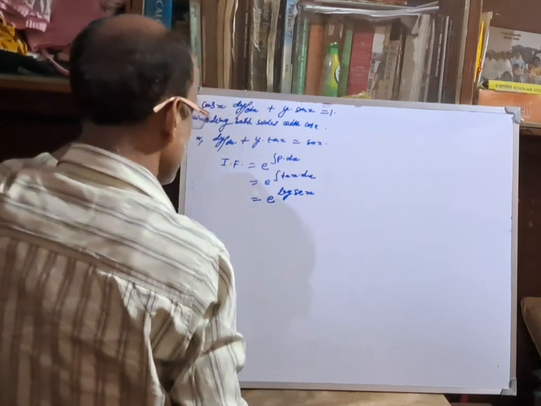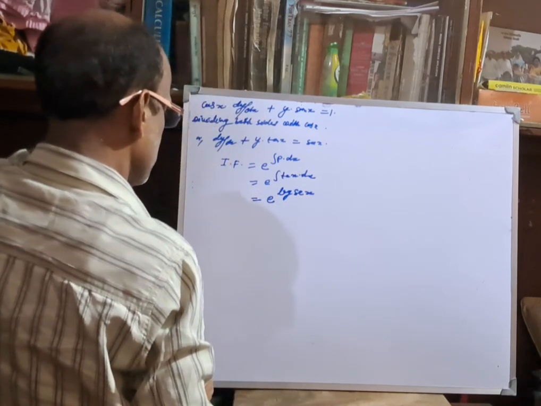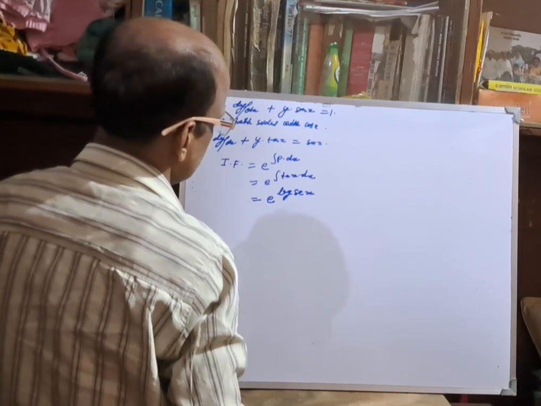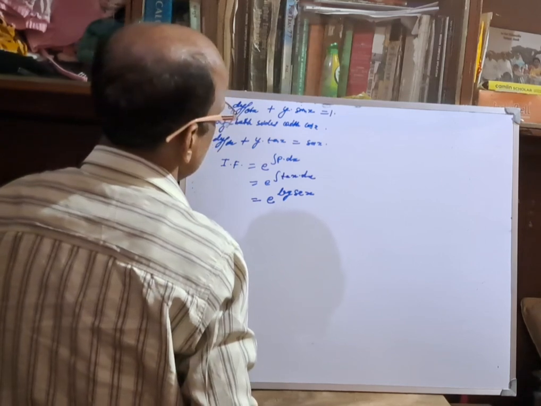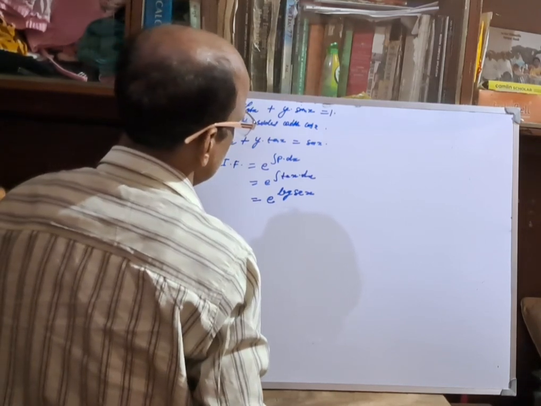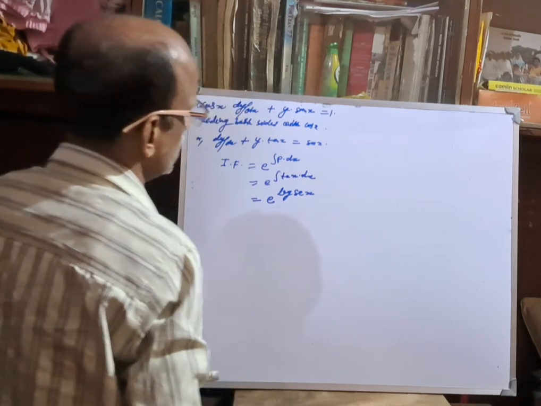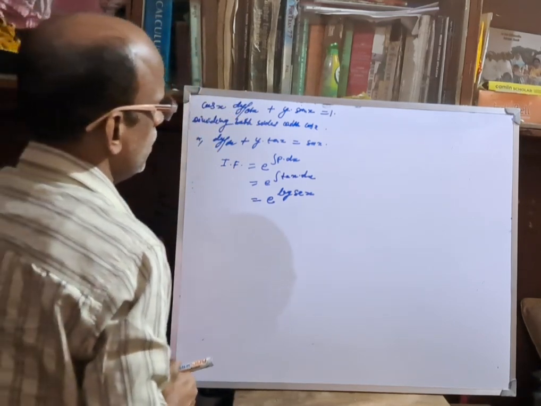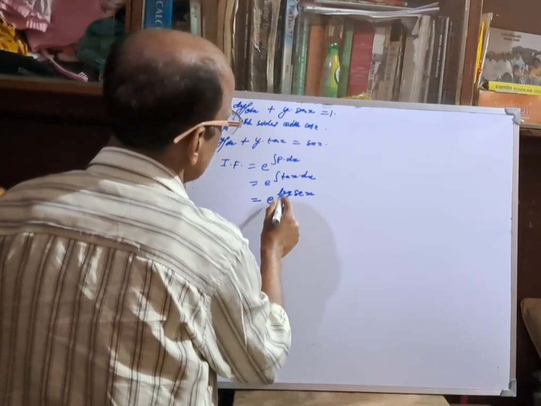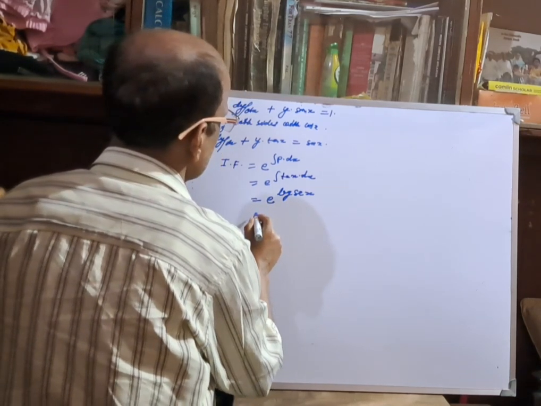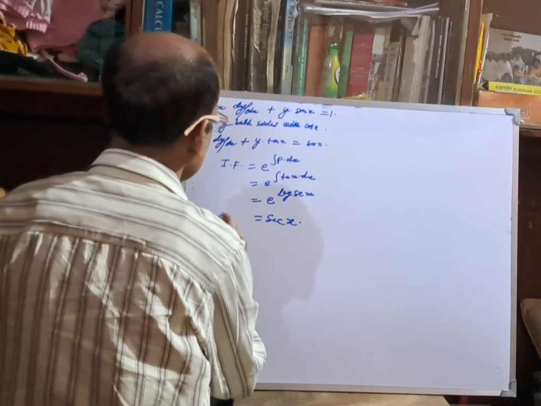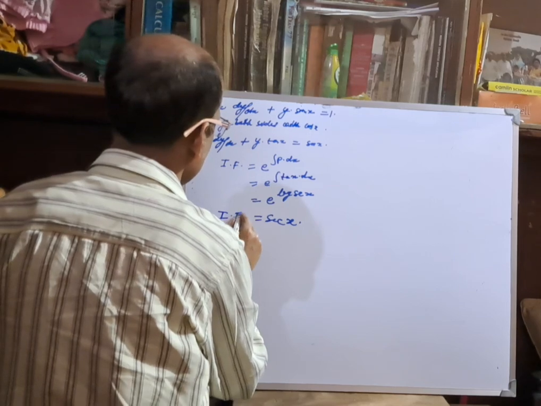Okay. C is not used to write here. The constant of integration is not written here because it is in the place of the exponent or power, so it is not required to write C. Okay. E and logarithm cancel out. So what is left here? Sec x. The integrating factor becomes sec x.